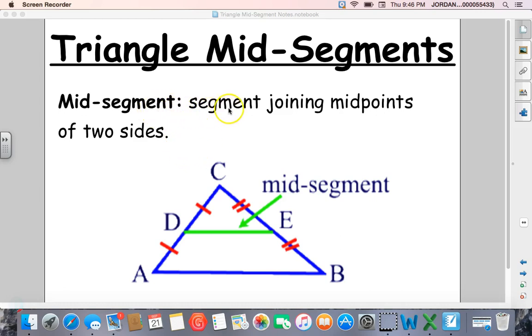So we're talking about mid-segments today. A mid-segment is a segment that joins midpoints of two different sides. So in this blue triangle right here, triangle ABC, you can see these hash marks indicate that this point in between splits this line in half, so that is a midpoint. Same thing over here. These two hash marks show that these pieces are equal, which means this is a midpoint at point E. So the line connecting those two midpoints is called a mid-segment.